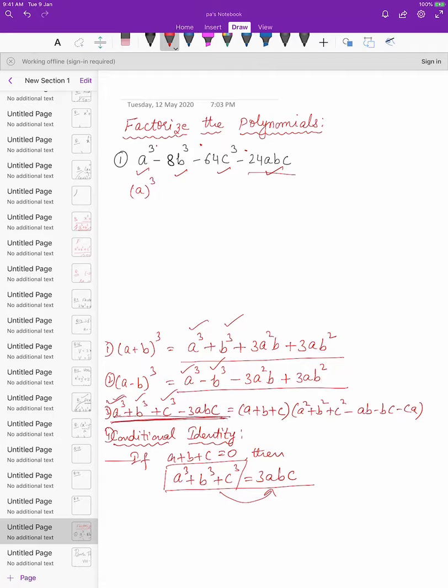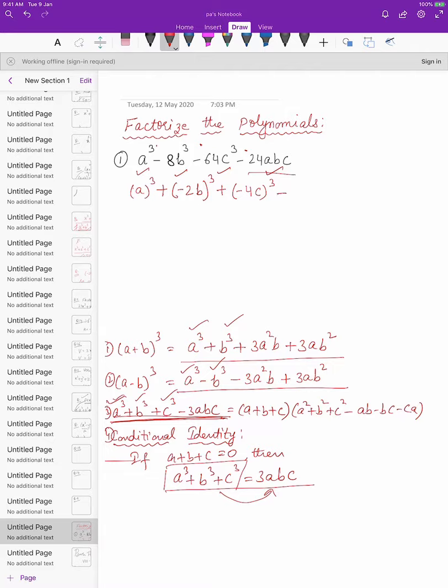So in between I have to use a plus sign. I have to take this minus 8 inside the bracket. Minus 8 is the cube of minus 2 and then b, so (minus 2b) whole cube. Similarly, minus 64 is the cube of minus 4c. From here you can decide what your a, b and c are. A is a only, b is minus 2b and c is minus 4c.